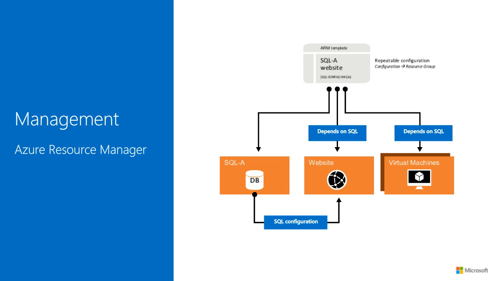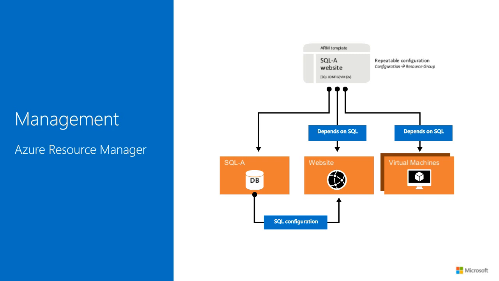That gives us the ability to manage resources as a group, but it also gives us the ability to define those resources with a template, so that we can then deploy all of them at once. So you'll see a diagram on my screen right now that shows a database and a web app and some virtual machines. We can use resource groups to group those things together, manage them together as a unit, and deploy them together as well.